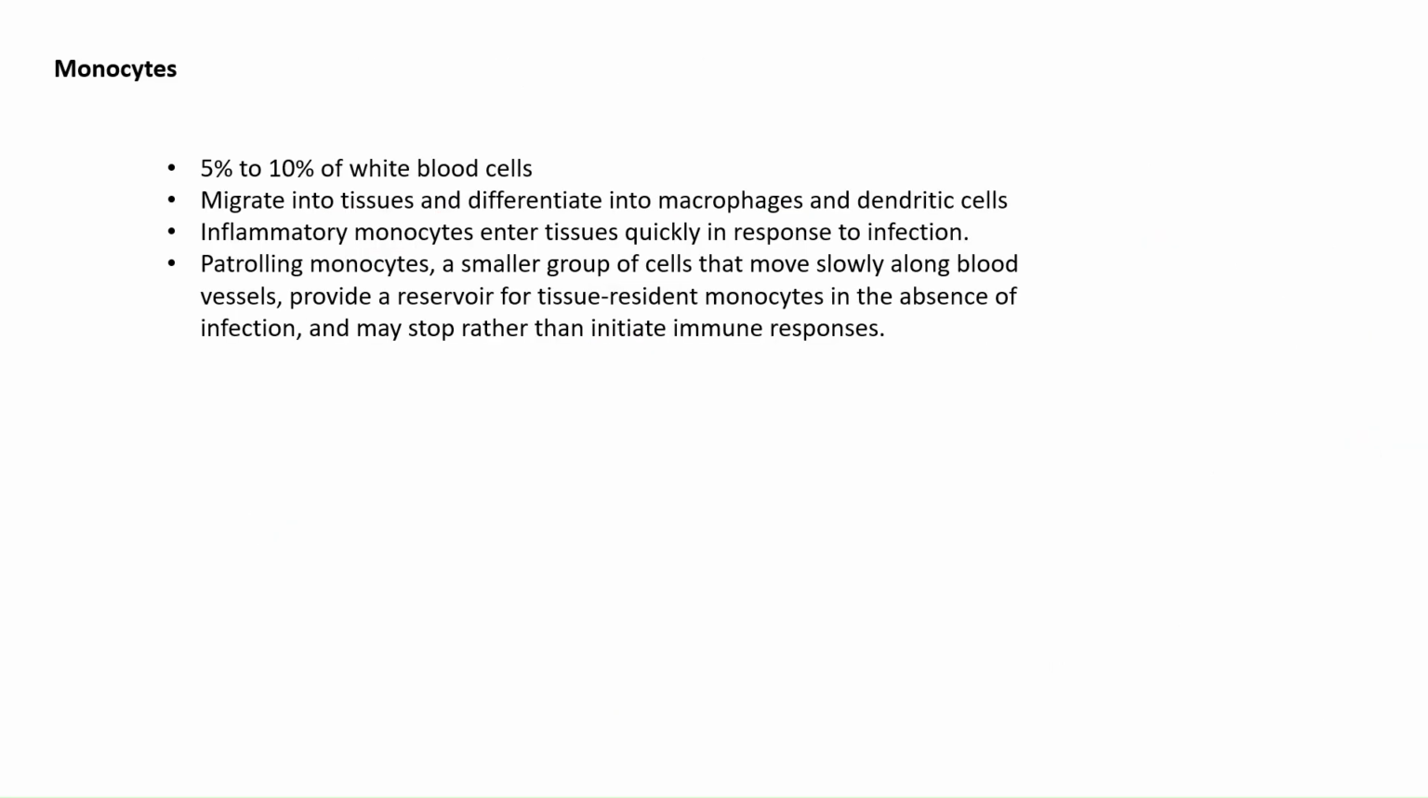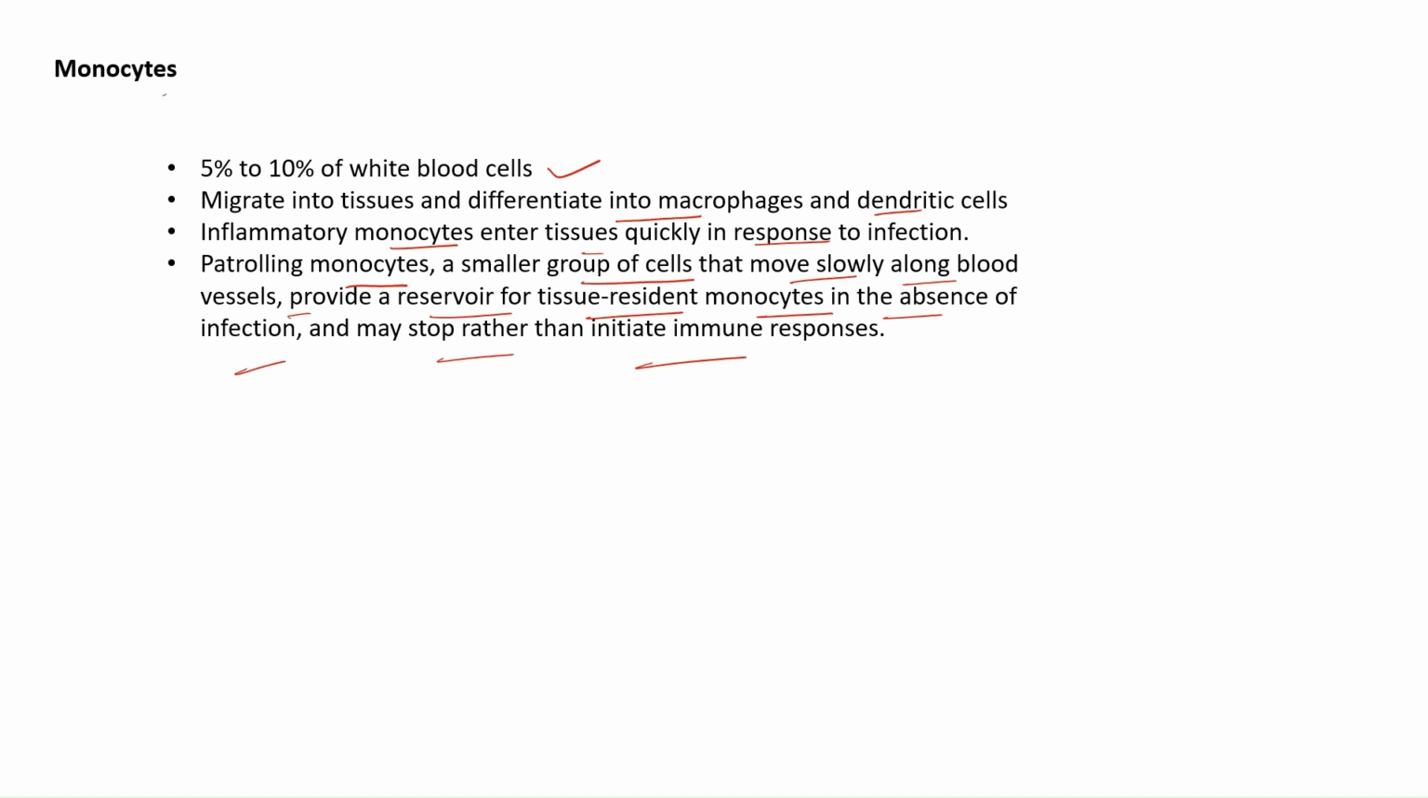Now, coming to monocytes, monocytes constitute 5 to 10% of white blood cells. They migrate into the tissue and differentiate into macrophages and dendritic cells. Inflammatory monocytes enter tissue quickly in response to infections. Patrolling monocytes, a small group of cells that move slowly along blood vessels, provide a reservoir for tissue-resident monocytes in the absence of infection and may stop rather than initiate immune response.